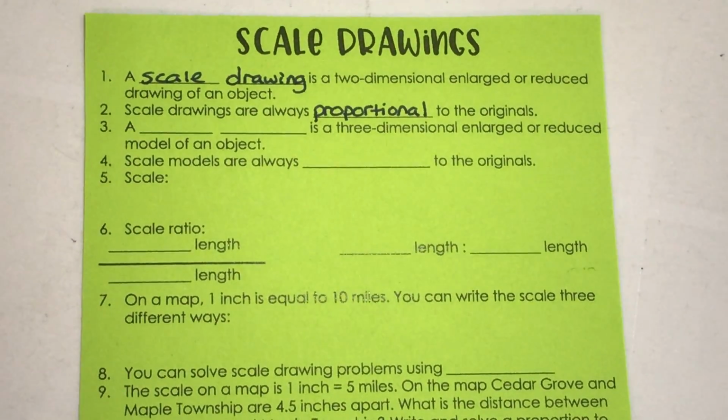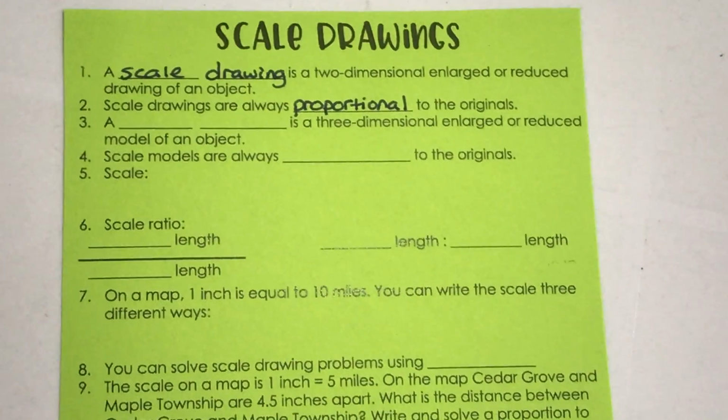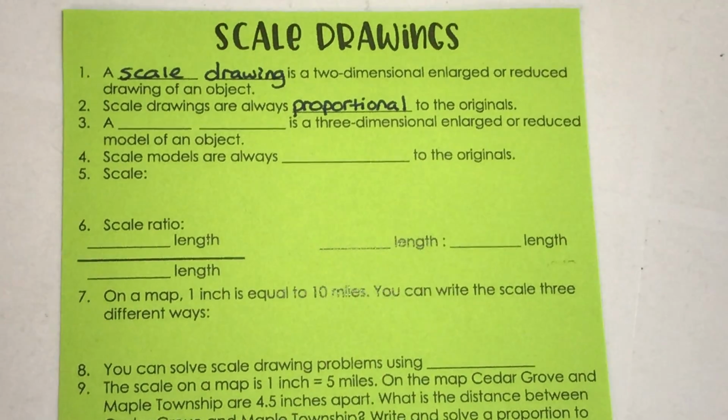All right, so today we're combining lesson 6 and 7, looking at scaling an area. So today with scale drawings, we're just recapping and then looking more on the proportional side of things. A scale drawing is a 2D enlarged or reduced drawing of an object. Scale drawings are always proportional to the originals.